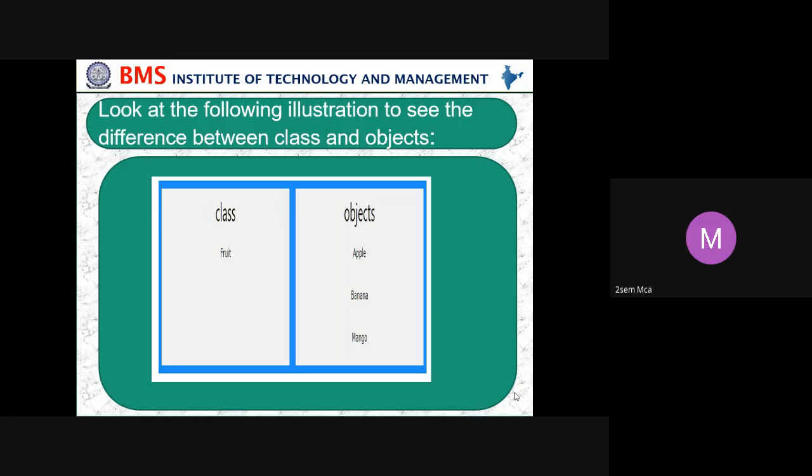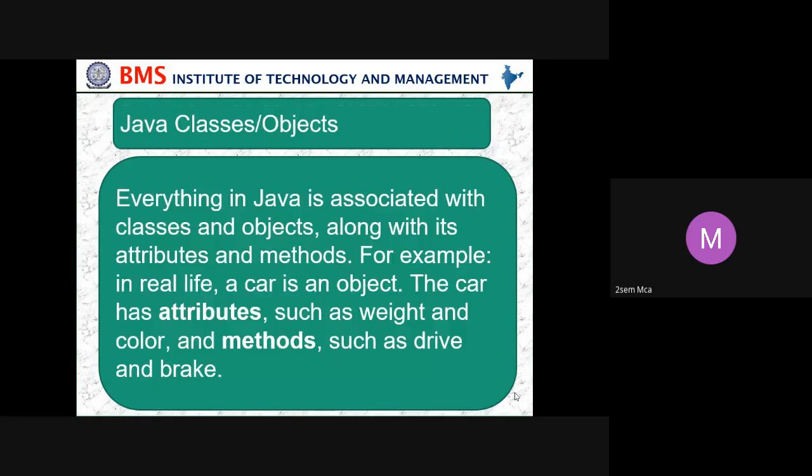These three fruits again belong to a class called fruit, but each one has its own properties. Apple has its own property, banana has its own property, mango has its own property. So apple, banana, and mango, we call them objects. And all these belong to which class? They belong to the fruit class. Understood? So class means fruit. Again in fruit, we specifically say what it is, and that is what is called an object. Everything in Java is associated with classes and objects, along with their attributes and methods.